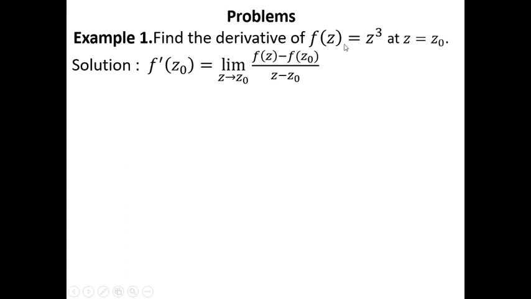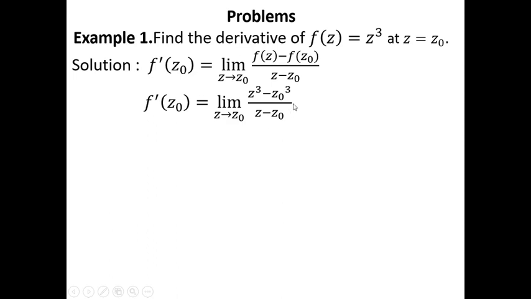Here f(z) is z cube. Therefore, find the f(z0) value. Put z = z0, we get z0 cube. We substitute: f(z) is z cube minus f(z0) value is z0 cube, whole divided by z minus z0. Now, here z approaches z0 means we put z = z0. When we put z = z0, we get 0 by 0 form.